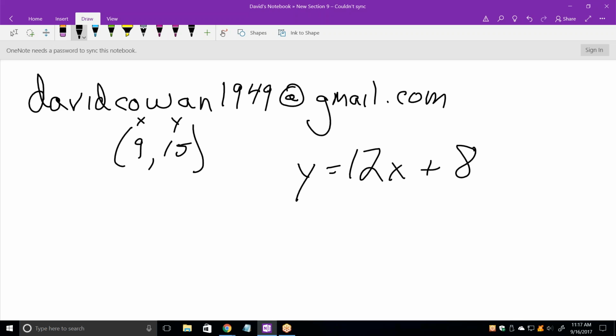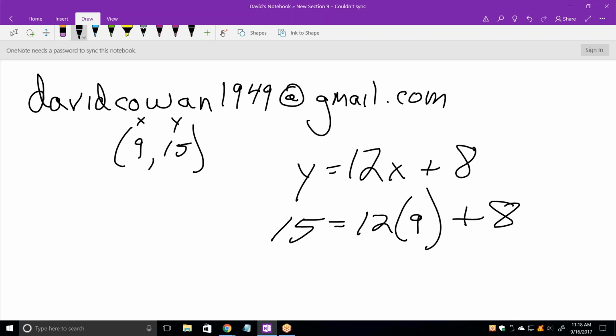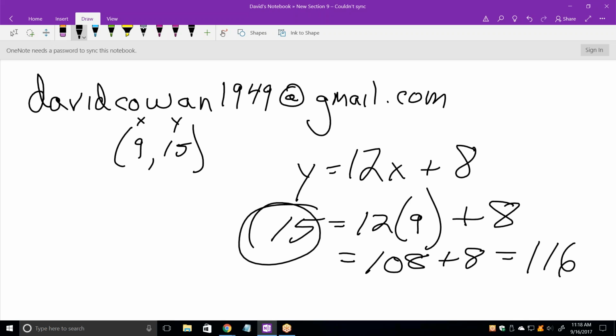Yeah. So if we're going to determine whether this equation has that point on its line, that's a linear equation, a straight line. We'll plug in the y value for y, 15, and we'll plug in the x value for x, which is 9. We'll see if that is correct. That's 108, plus 8 is 116. Oh, so we just plug it in? That's all you do. 116 is not equal to 15. After you plug it in, do I have the right equation? y equals 12x plus 8?